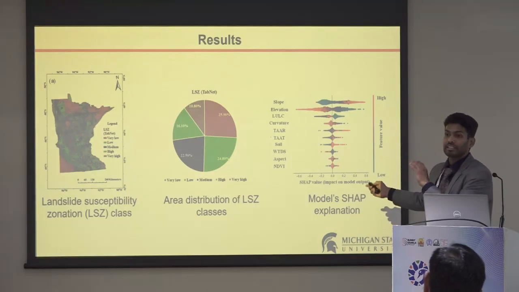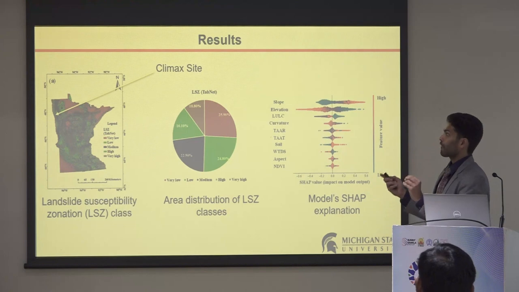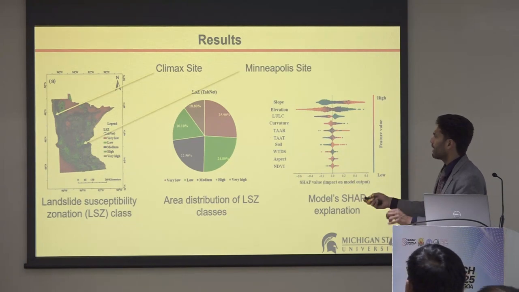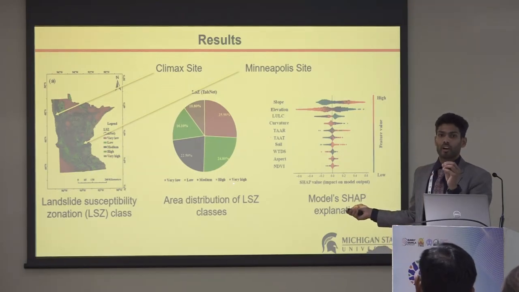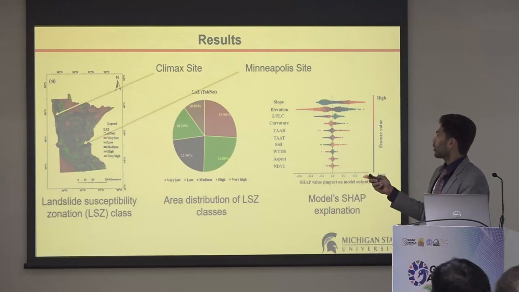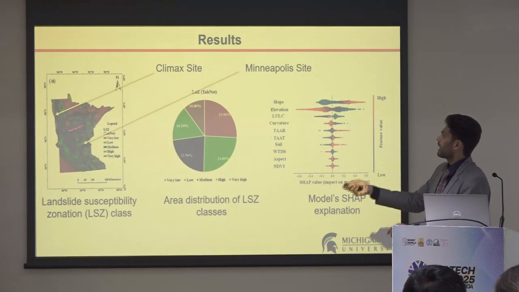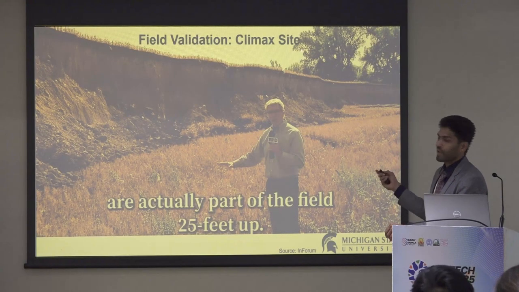Anyway, this is what we generated for the model. And then next is validation. If you see these sites at these locations, when we zoom in, we found them to have medium to high potential of a landslide. I'm going to show you an independent field investigation of these, away from the modeling results. This is the first one, the Climax site.